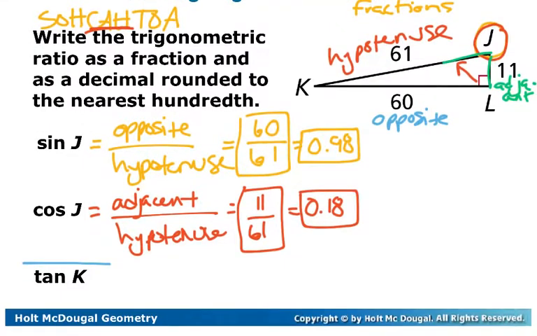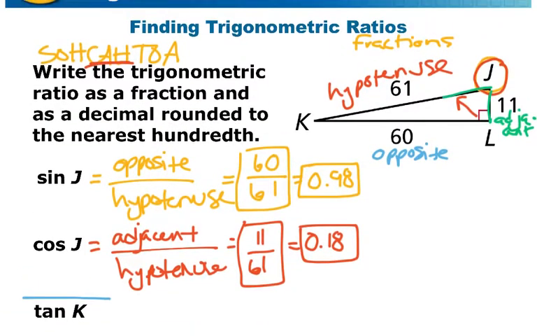Alright, now the problem with tangent of k is that if we're now talking about the angle k, this is no longer the opposite side, right? Because it's next to the angle k. So anytime that you switch angles, you end up switching your adjacent side and your opposite side.